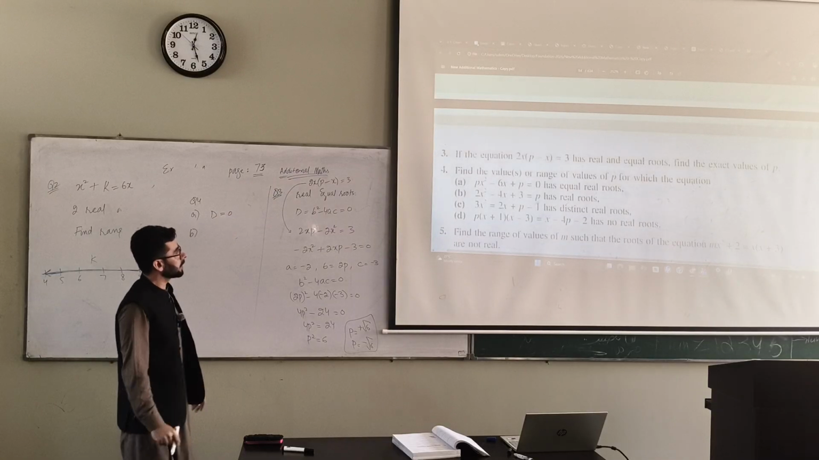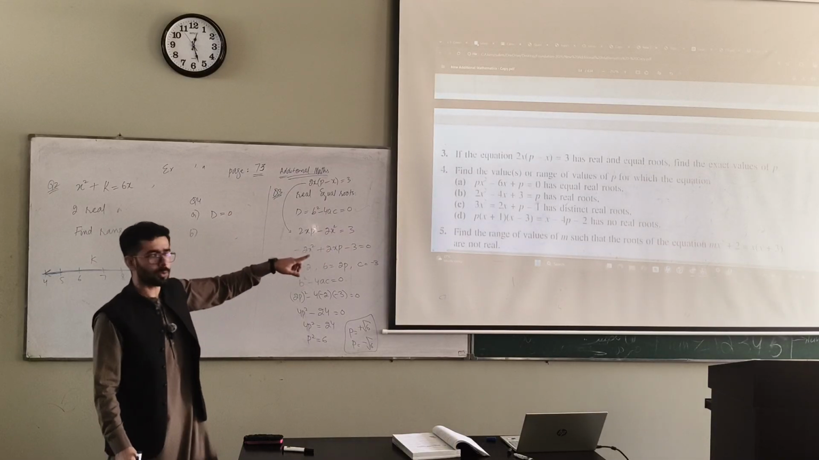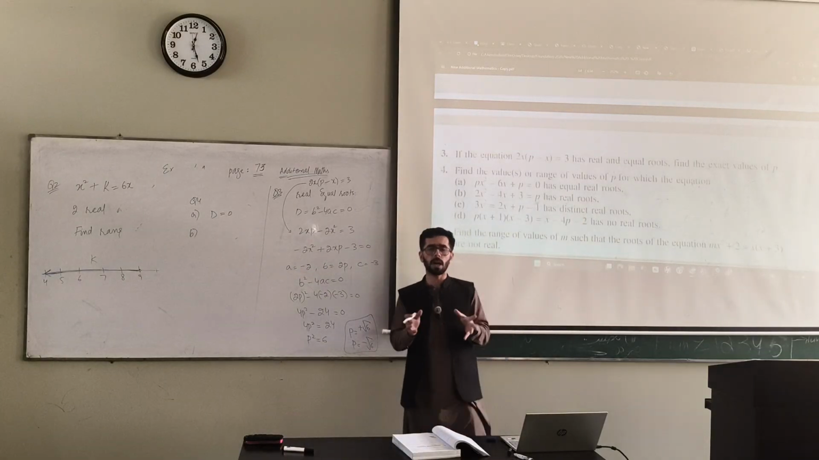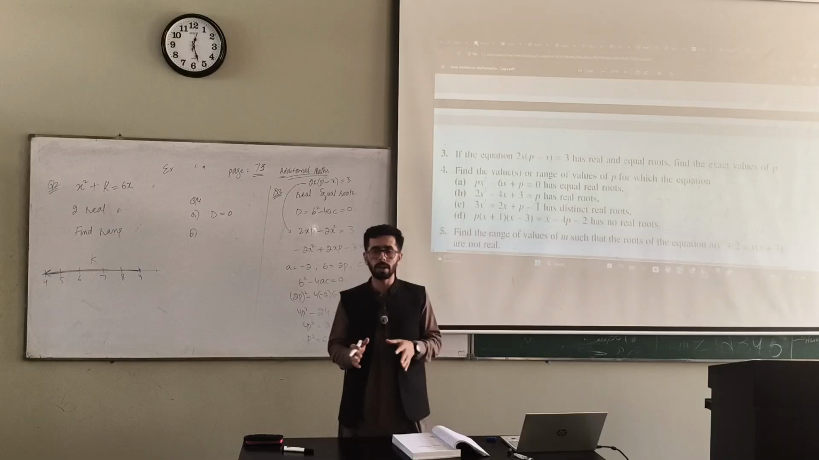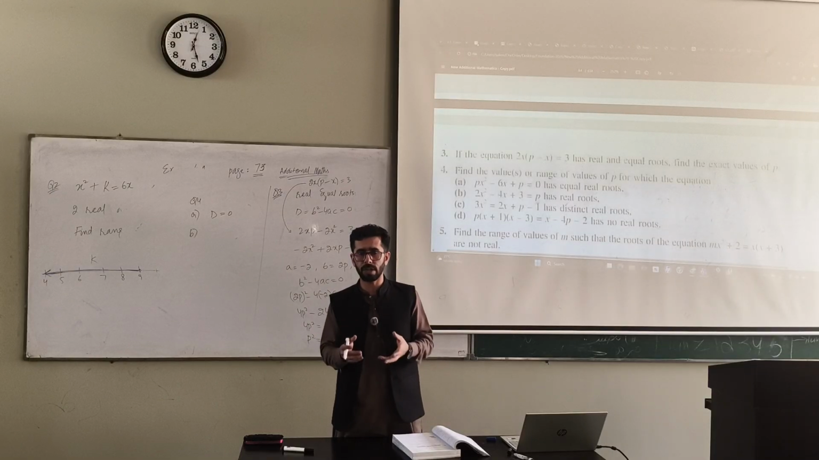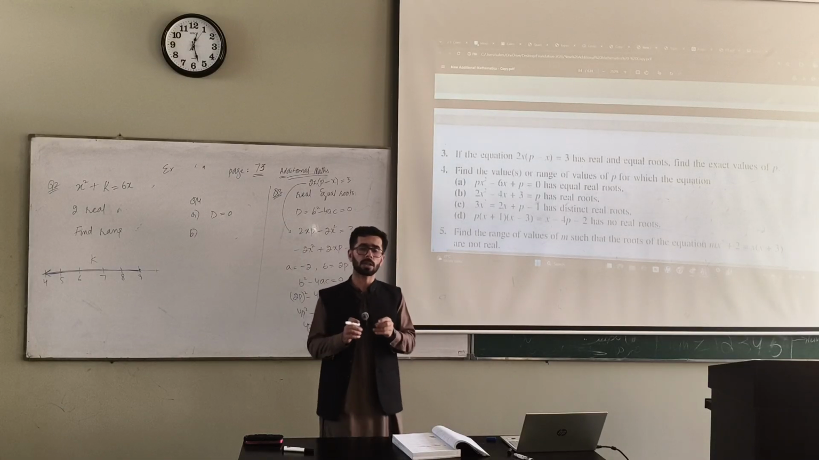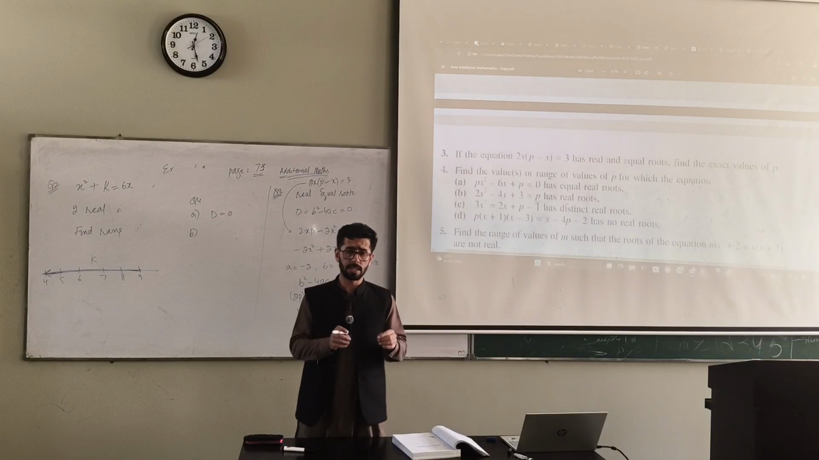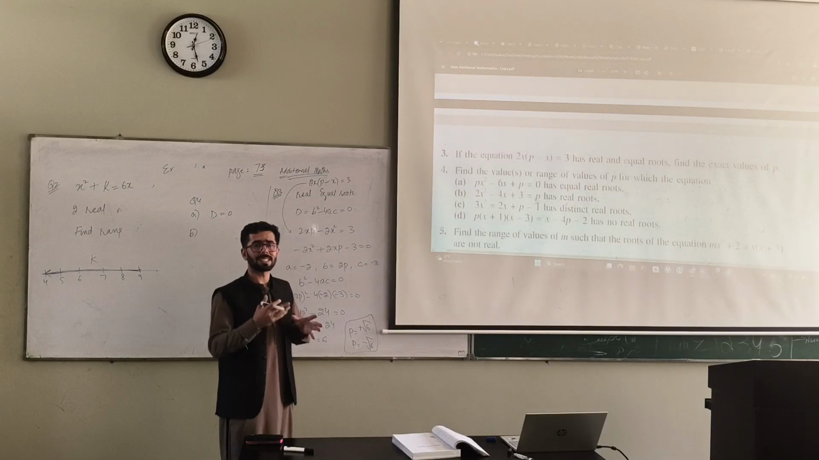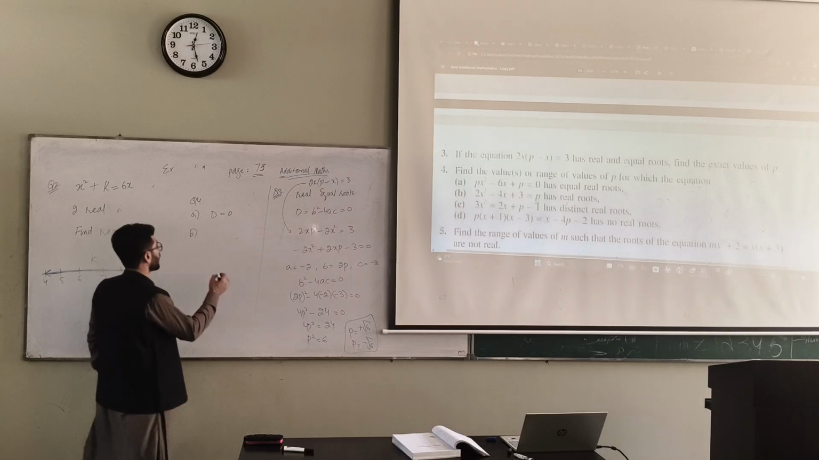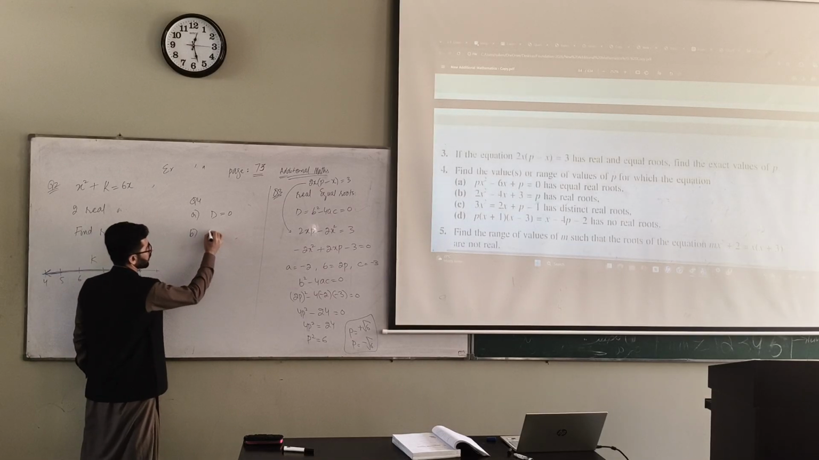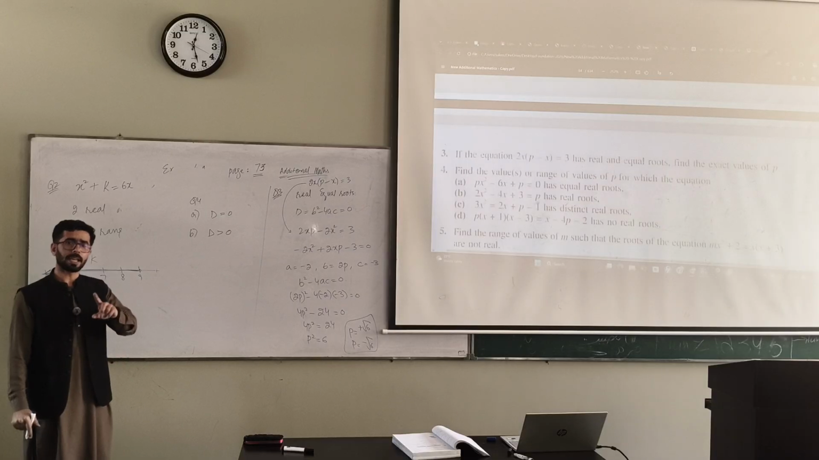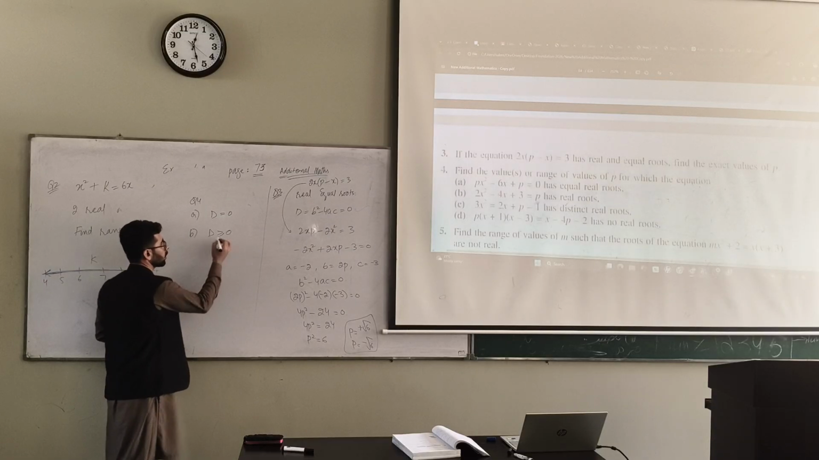In the second part, it says it has real roots. It has just said it has real roots. Real what? Real equal or real different? They have not specified that. If it is not specified whether real equal or real distinct, you will go with the general case. If it is real and different, you will have discriminant bigger than 0. If it is real and equal, you will have discriminant equal to 0.